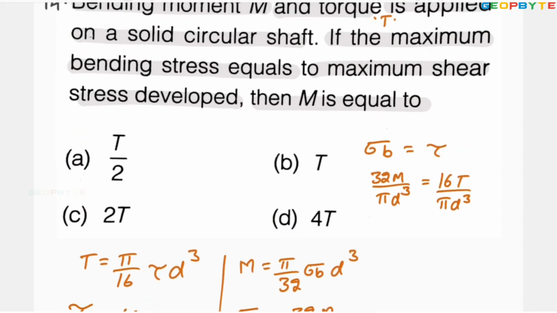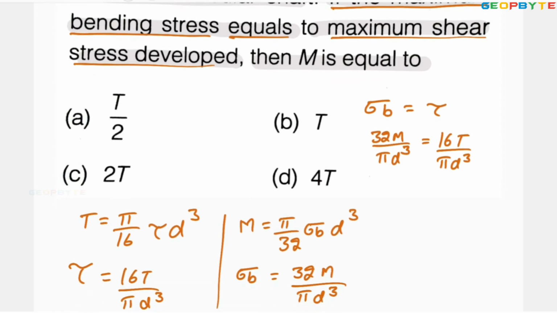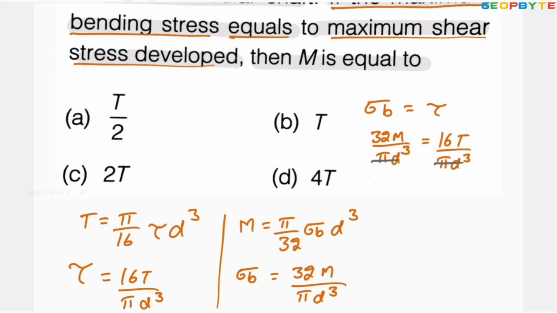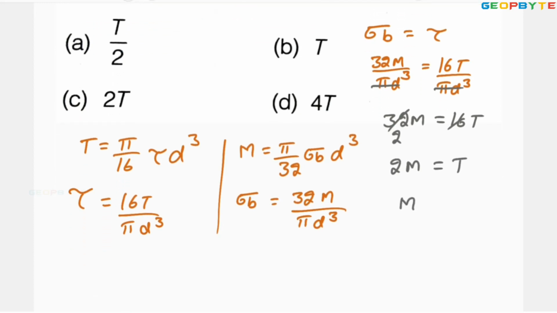It is clearly given that the maximum bending stress equals the maximum shear stress. Here pi d cube is cancelled. Finally, 32 into M is equal to 16 into T. From this, 2M is equal to torque. Therefore, the bending moment M equals half of the torque.